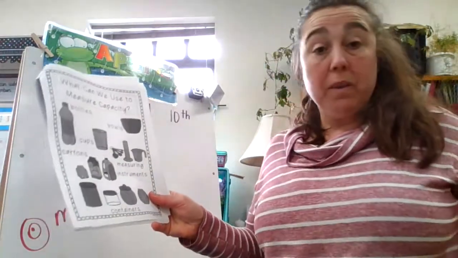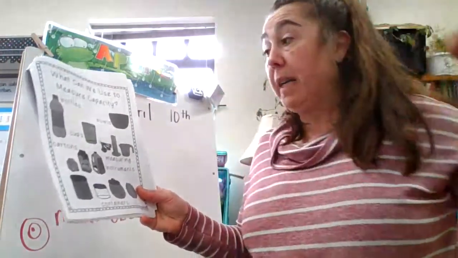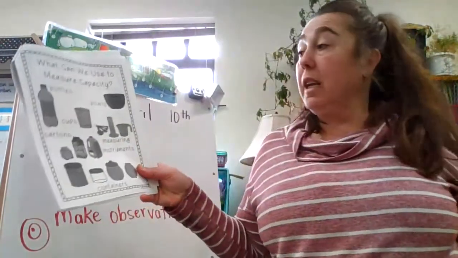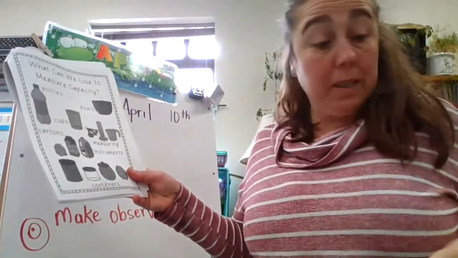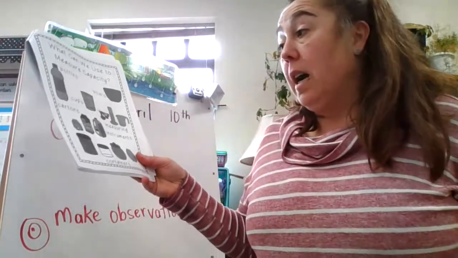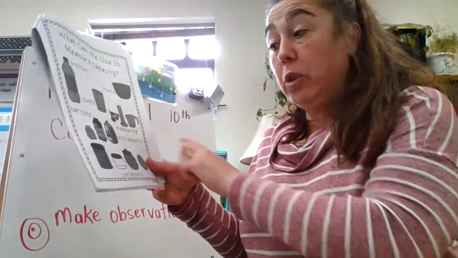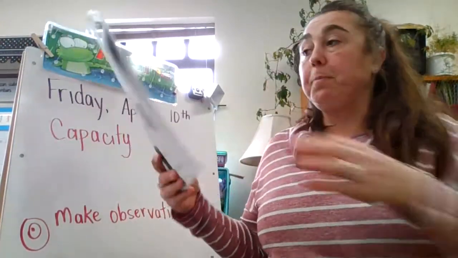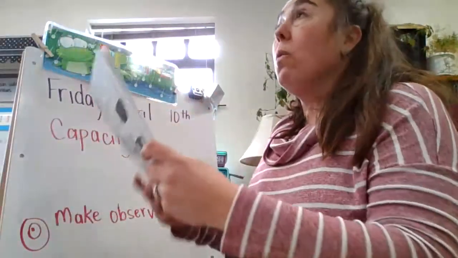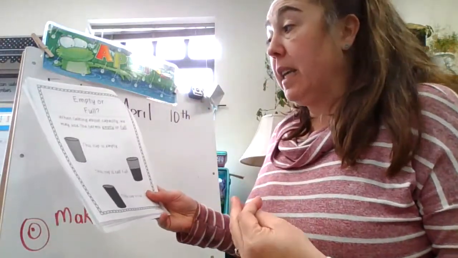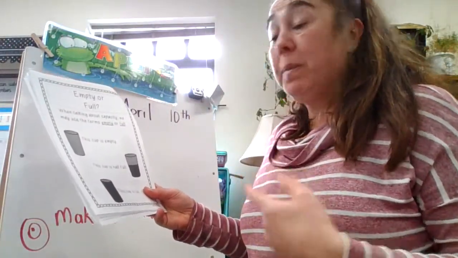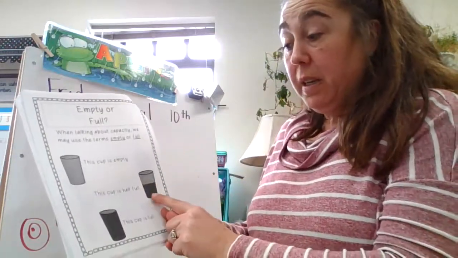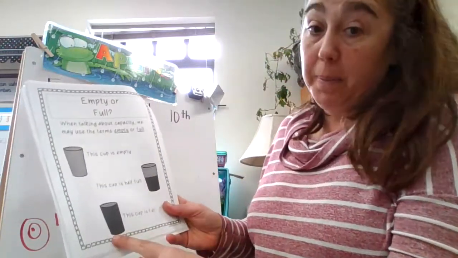So when we talk about capacity, we talk about what can we use to measure capacity. You could use a bottle, bowls, cups, cartons, measuring instruments, or other items to measure capacity. And what you want to think of when measuring capacity is in terms of empty or full. So, for example, this cup would be empty, the cup is half full, and the cup is all the way full.